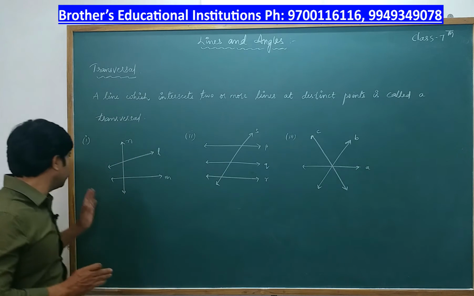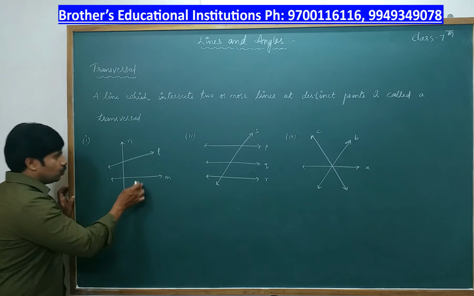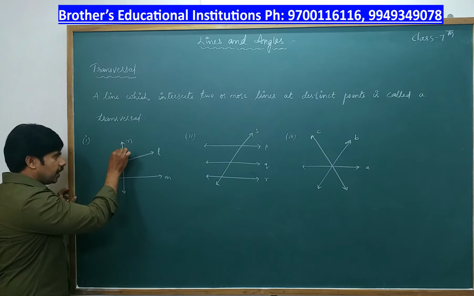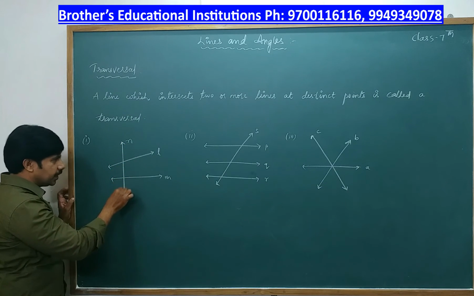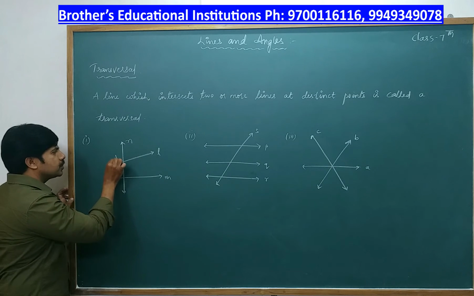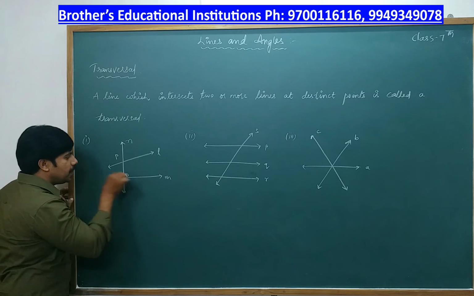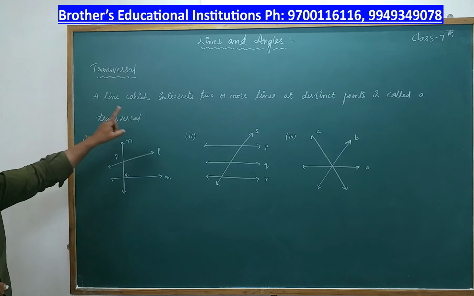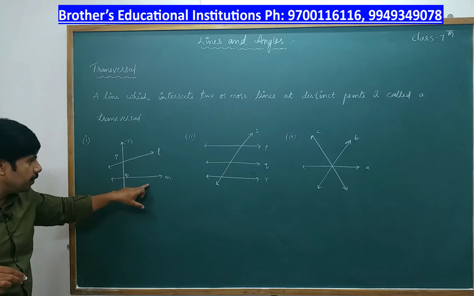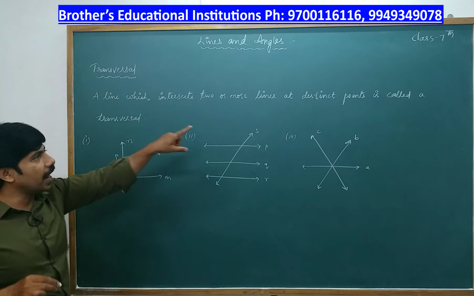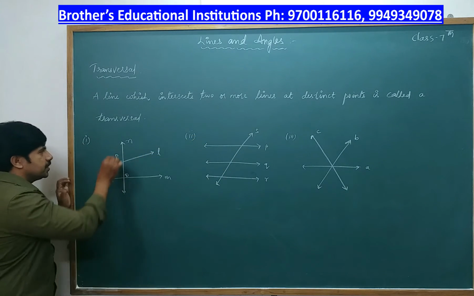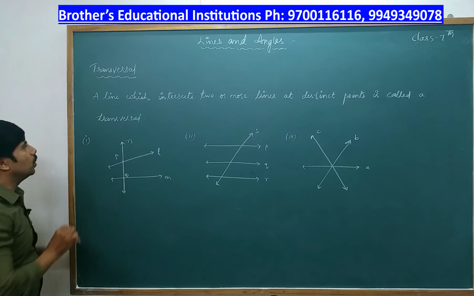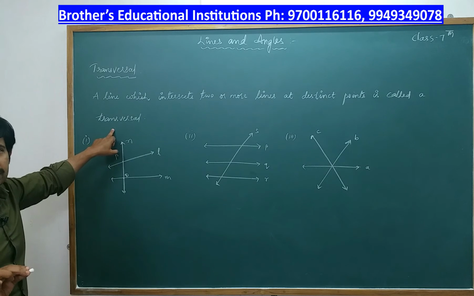So in the first figure you see we have two lines. They are non-intersecting lines, and the third line N intersects the two lines at 2 points. So represent them as P and Q. See, what is the definition? A line, here the line is N, intersects two lines L and M at distinct points, at different points. See, this line is intersecting the first line at P and second line at Q, is called transversal.